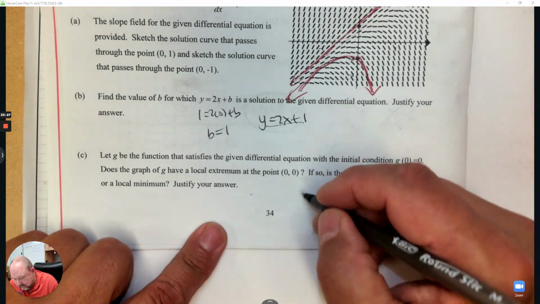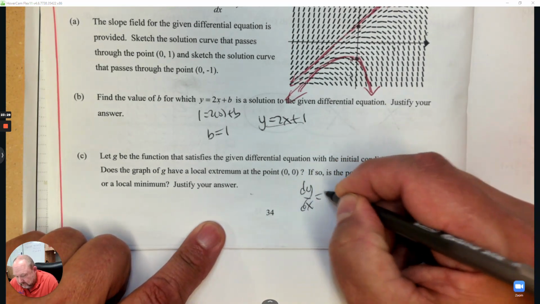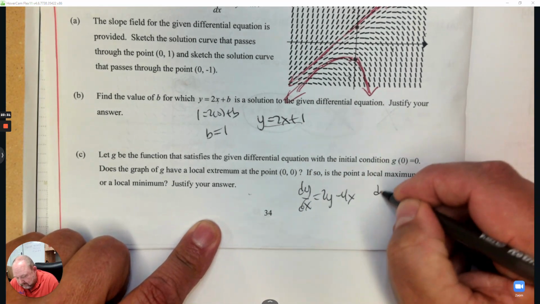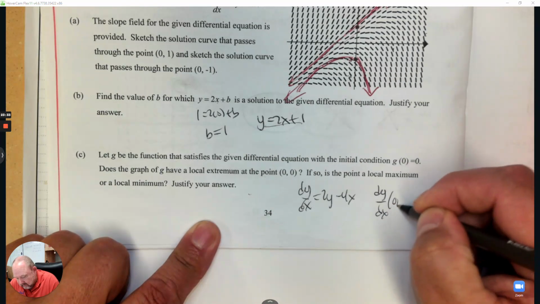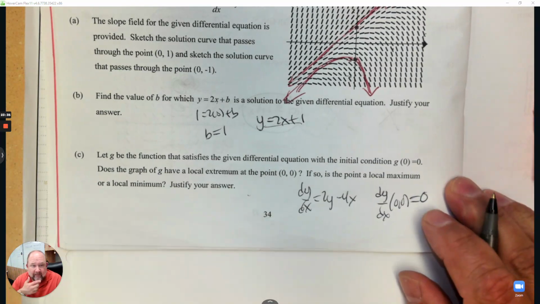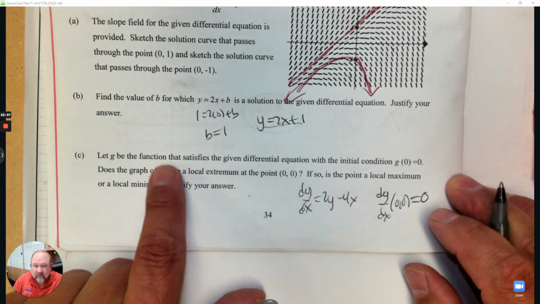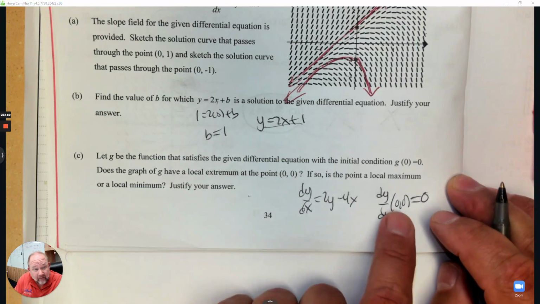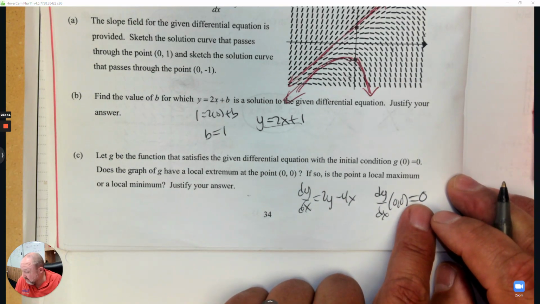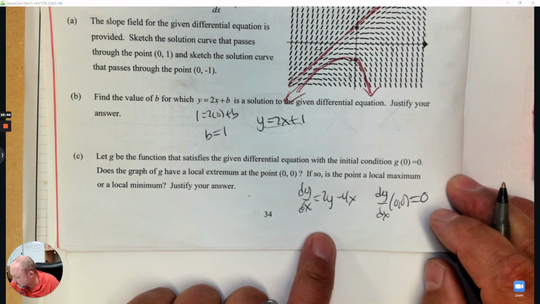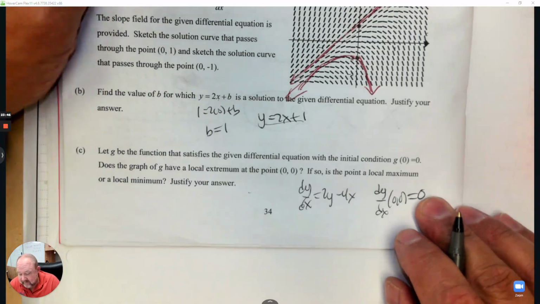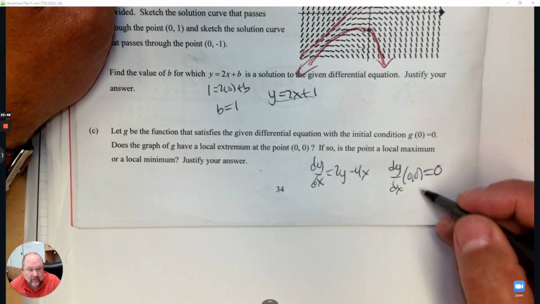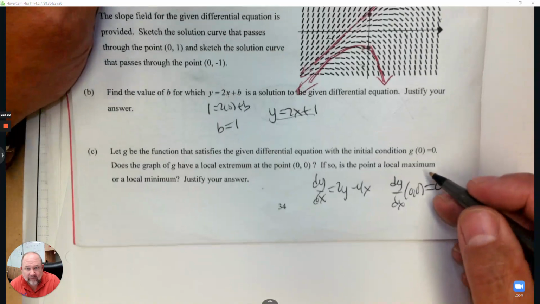So the derivative is given, dy by dx equals 2y minus 4x. So if I plug in 0, 0, I get the answer 0, right? And so first of all, does the graph have an extreme point at 0, 0? Well, the derivative is equal to 0, so that's one thing. And then you need to take the second derivative to know whether it's a maximum or a minimum. That's the only way to tell.